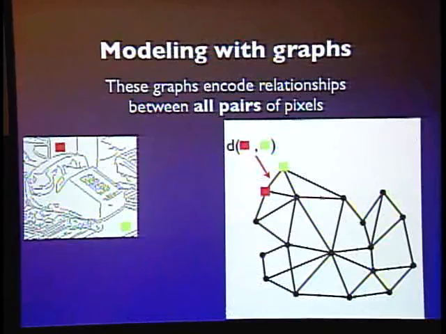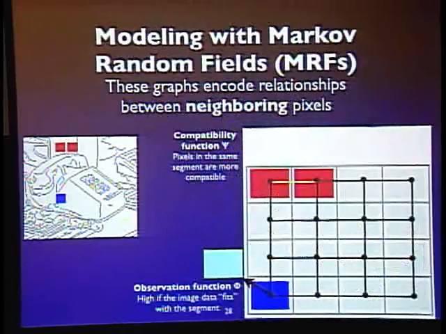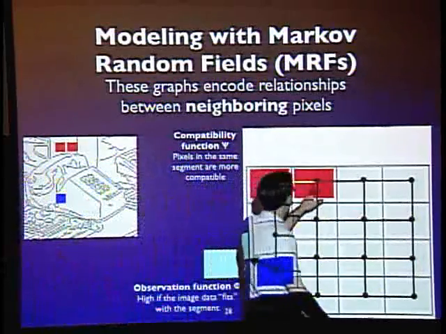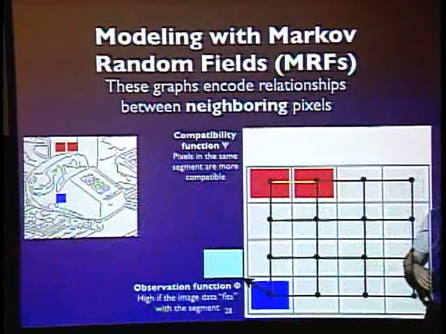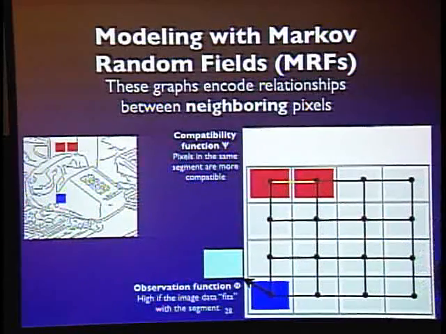Now, instead of encoding relationships between all possible pairs of pixels, as I've said in that previous graph that I was talking about, where every pair of pixels had a connection between it that you could or could not decide to cut, what we can do is just encode relationships between neighboring pairs of pixels and use these relationships to assign labels to every pixel.